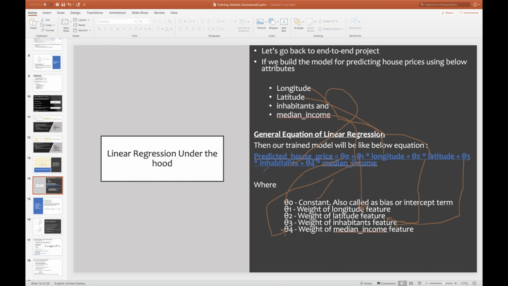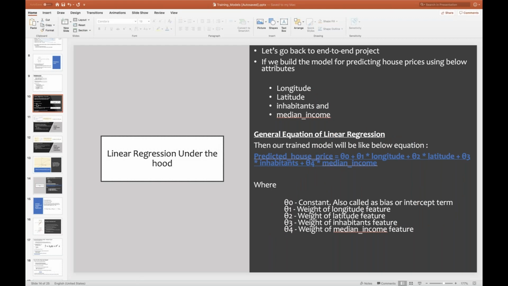Now, let me quickly show you something. In this slide, you understood important things like weights, feature values, and the important term of bias or intercept term. Perfect. Now let me erase all the drawings and go back to the pointer.